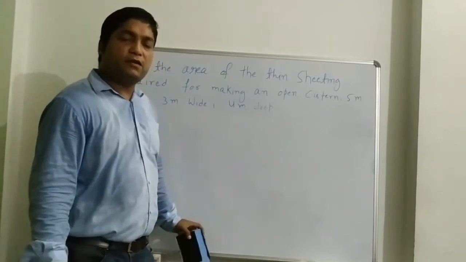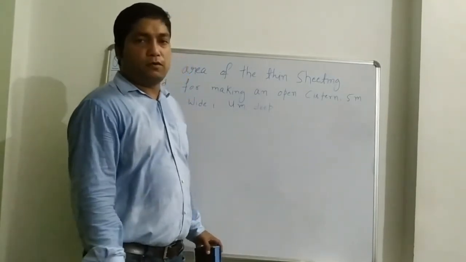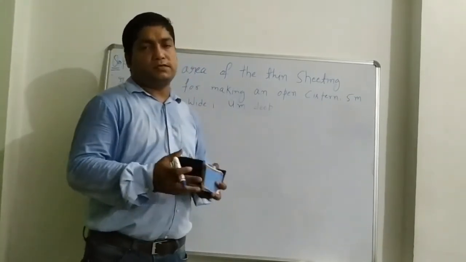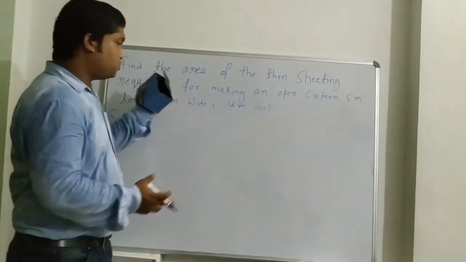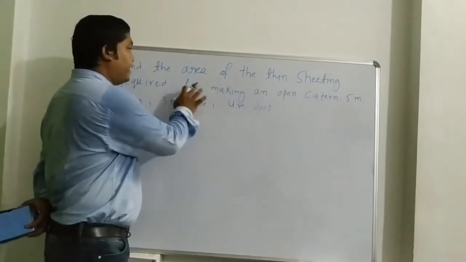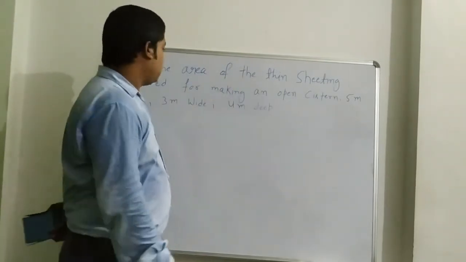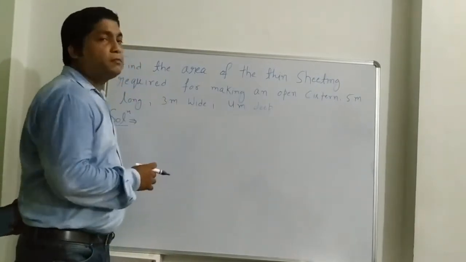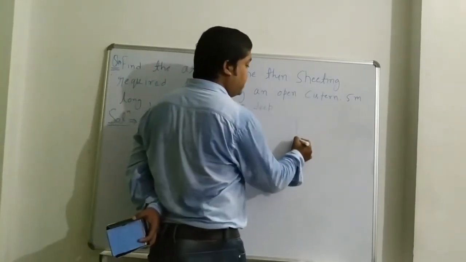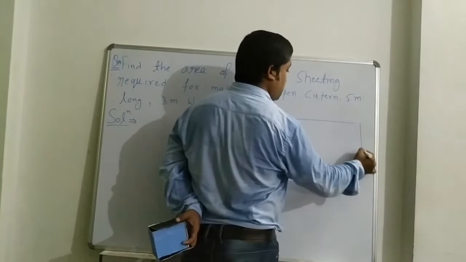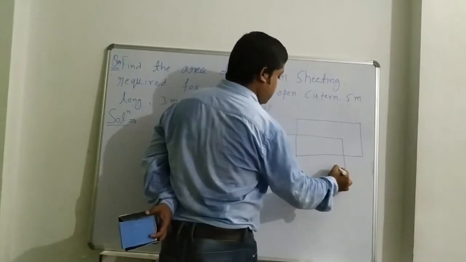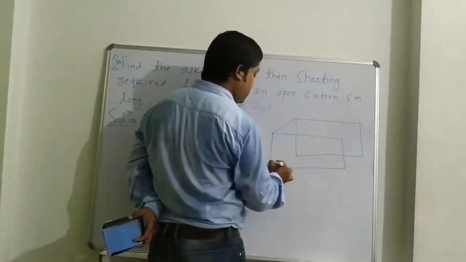After finding the surface area and the lateral surface area of the cuboid, let's see one example related to this. In this question, it is given: find the area of the tin sheeting required for making an open cistern 5 meter long, 3 meter wide and 4 meter deep. If we make the figure, then we have a figure like this. When we join, then we have a cuboid.